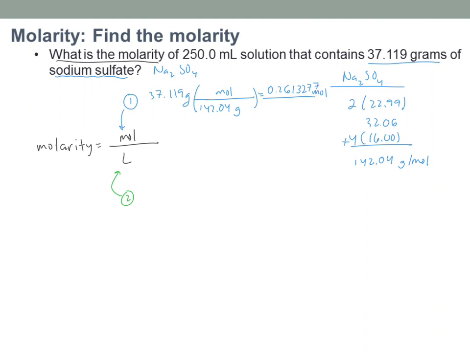0.261327 and some more. If I look at this, it looks like I've got 5 sig figs and 5 sig figs, so I need to report 5 sig figs, which for us is 0.26133 moles. So there's my 5 sig figs, 0.26133 moles. So I figured out how many moles of solute I've got.